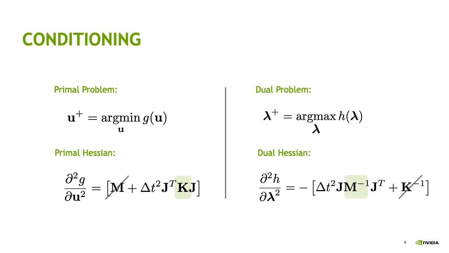On the other hand, for the dual problem, M inverse is now going to dominate our conditioning. And what this means is that when we have large mass ratios, for instance, we have a very ill-conditioned dual problem, and it will be hard to solve.